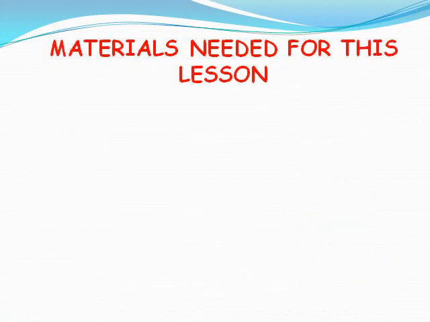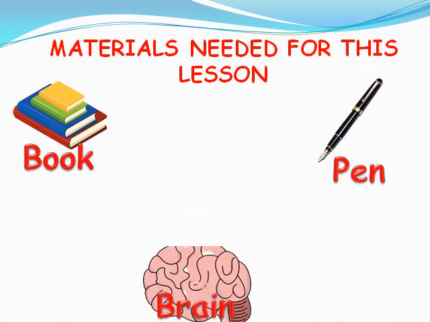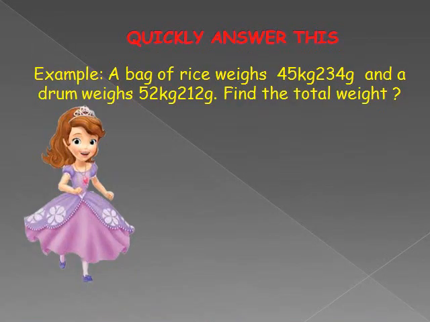But before we proceed, I need you to have these materials handy before we continue. You need a book, a pen, and your brain. You need to be mentally alert while we proceed in this topic. A quick quiz for you now. A bag of rice weighs 45 kilograms, 234 grams, and a drum weighs 52 kilograms, 212 grams. Find the total weight of the two items. You can actually pause this video to quickly do that assessment, then check your answer as we continue.